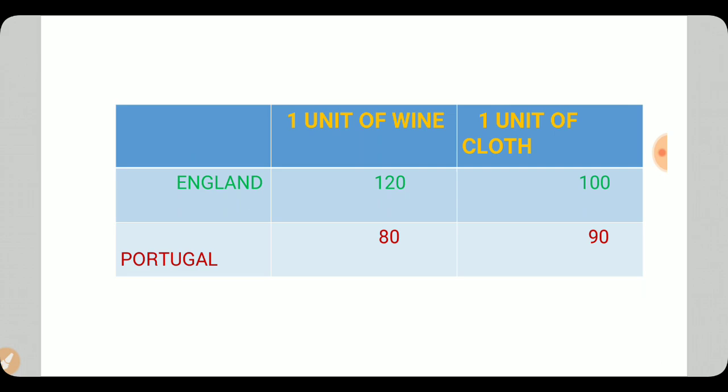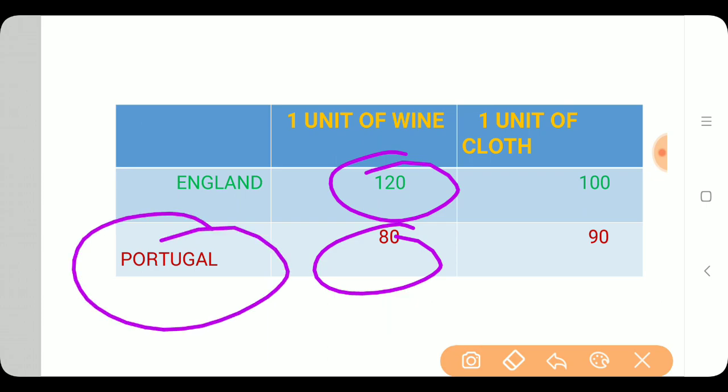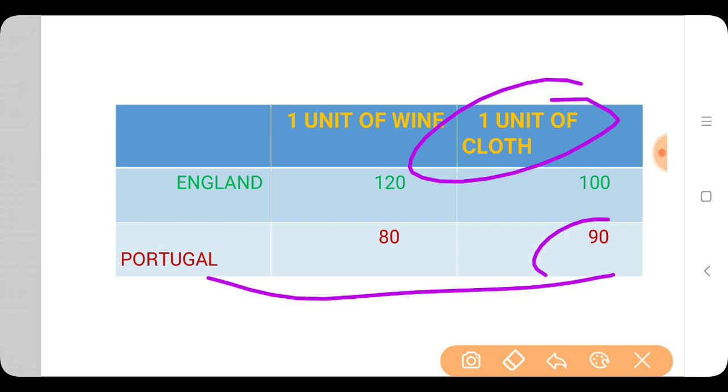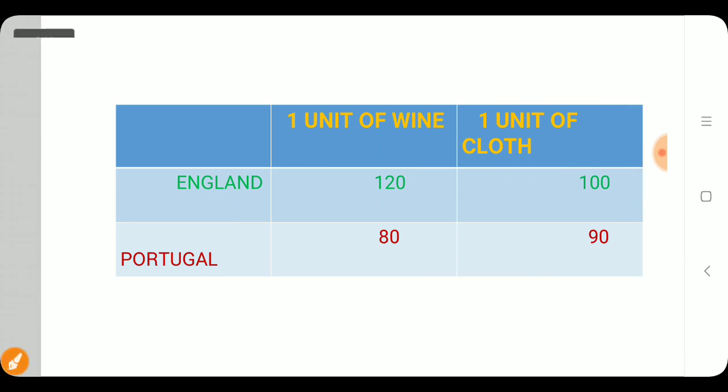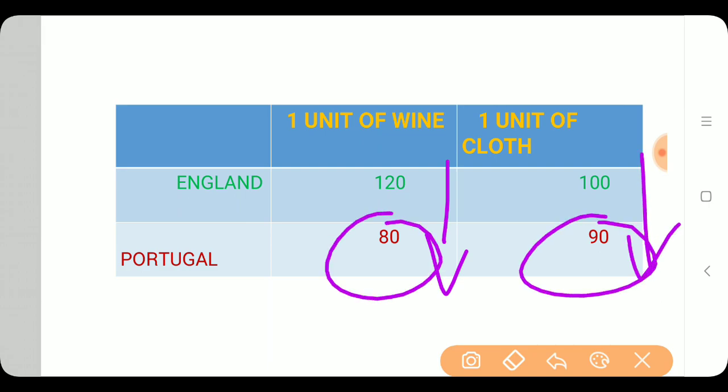We can see here England doesn't have any advantage in the production. In the production of both the commodities, Portugal has an advantage because Portugal needs 80 hours of labor to produce 1 unit of wine, and to produce 1 unit of wine England needs 120 hours of labor. So here we can see that Portugal has an advantage. If we go to the production of cloth, Portugal needs only 90 hours of labor and England needs 100 hours of labor. So when we compare, in the production of both the commodities, Portugal has an absolute advantage.